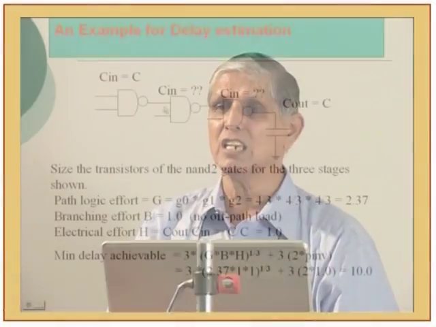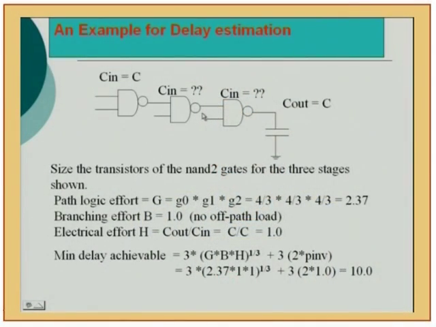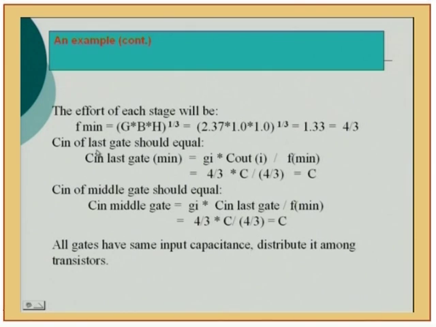So I want to calculate now, as I said, C in here and C in here. I have F minimum, which is the per stage delay, with dD by dH equal to 0. I calculate H to the power 1 by N, f to the power 1 by N. So I calculate the same 4 by 3. The C in at the last gate should be equal to g times C out by F minimum. So it is 4 by 3, this C whatever is given to you, divided by F minimum, which is 4 by 3, which turns out to be the same C.